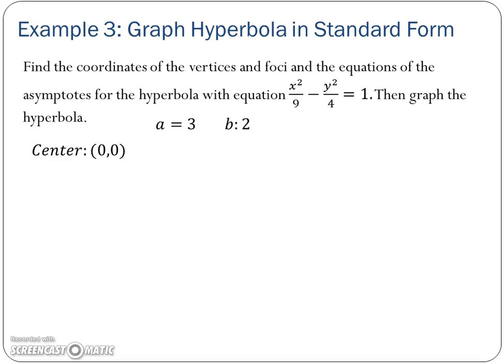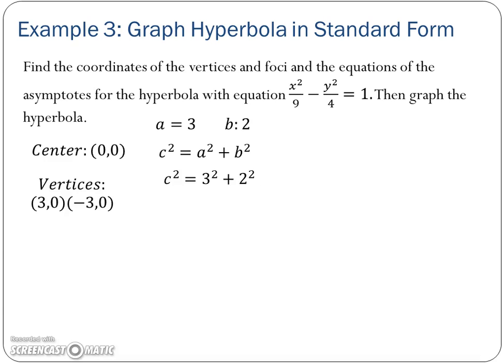We can find our foci by doing c squared equals a squared plus b squared, so 3 squared plus 2 squared equals 13, so c equals the square root of 13. Our vertices are (3, 0) and (negative 3, 0) because of our a. And then we have our foci, which are (plus and minus the square root of 13, 0).